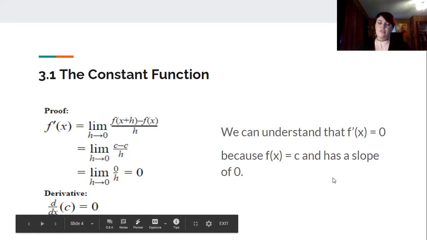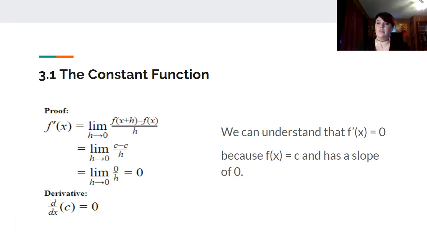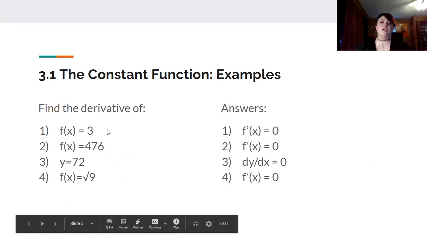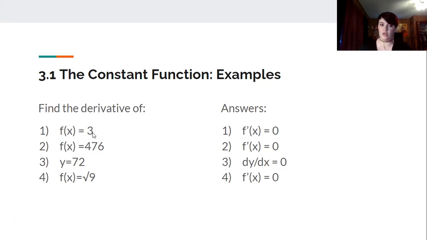So some examples of how to take the derivative of the constant function are here. Find the derivative of f of x equals 3. Well, 3 is just some number. It is just a constant number. So if f of x equals 3, then its derivative will be 0. F of x equals 476, even a super large number. We don't like to look at really big numbers in calc. We prefer easy to work with numbers, just in any math class, really. But even the derivative of such a large number is still 0 because it is just a number, it is just a constant value.